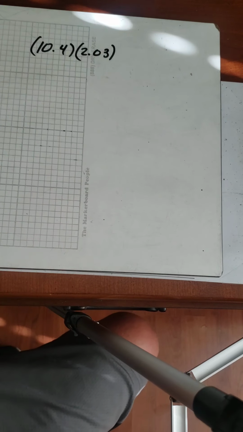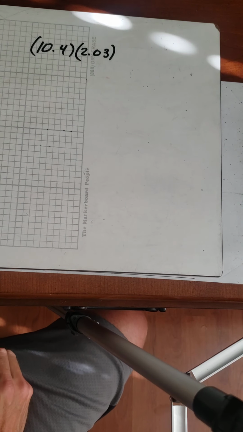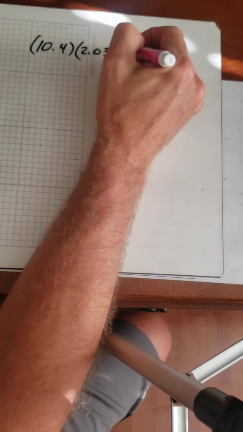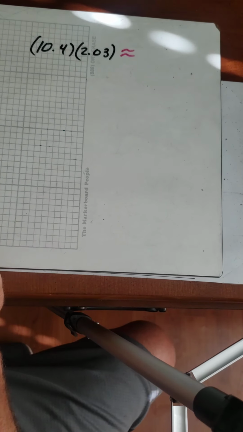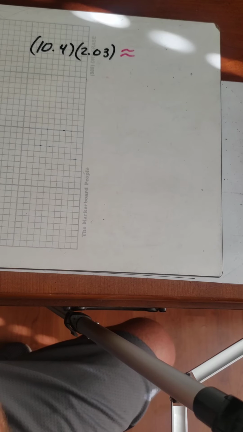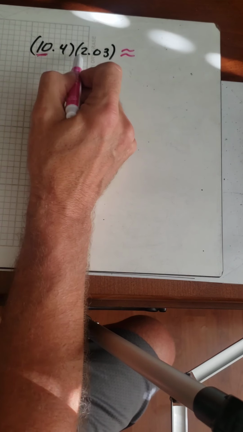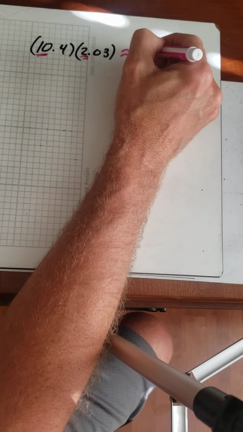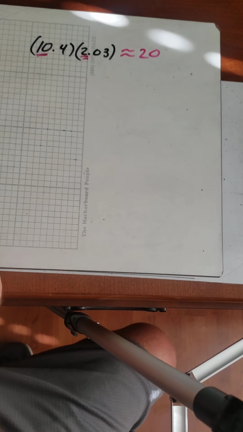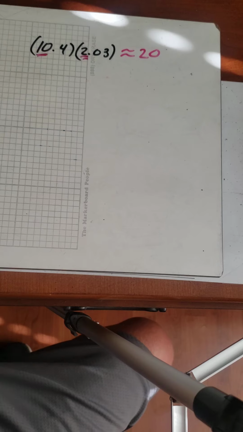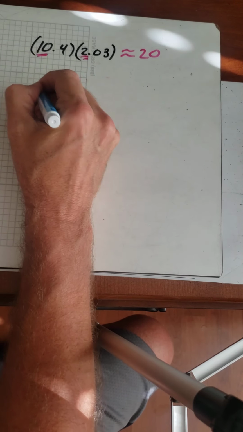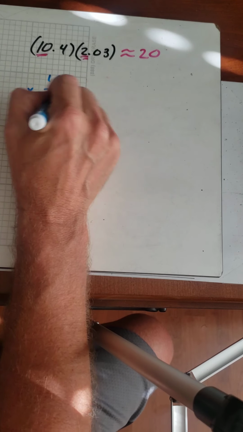All right, so there we go. 10.4 times 2.03. Okay, now, first thing is we want to estimate. So 10.4 times 2.03 is basically 10 times 2, which is pretty close to 20. So my answer had better be super close to 20. Now I get to multiply this using any method that I want. It's going to be 104 times 203.